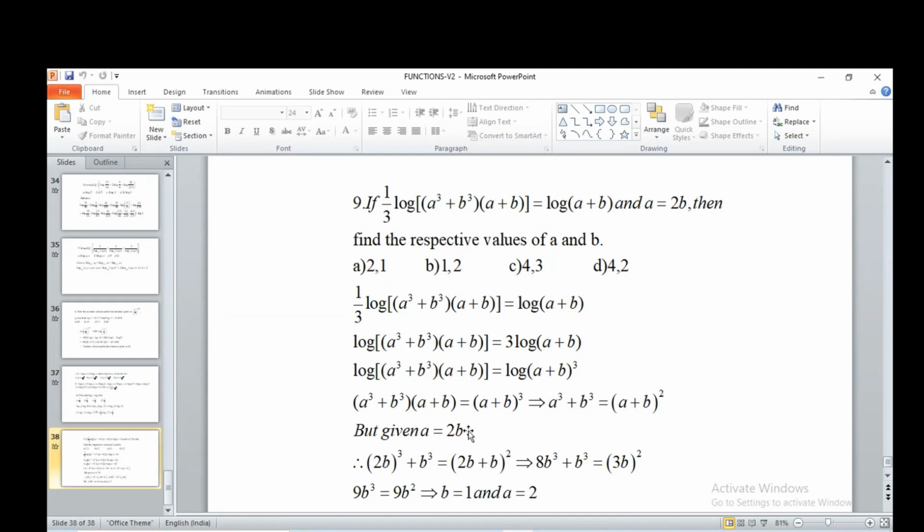But given a equals 2b, so wherever I have a, I am just replacing it with 2b. So 2b whole cube plus b cube is equal to 2b plus b whole square. Therefore, the left hand side is going to be 9b cube is equal to 9b square. So b is equal to 1, which means a equals 2, since a is equal to 2b. Therefore, the answer is 2 comma 1.